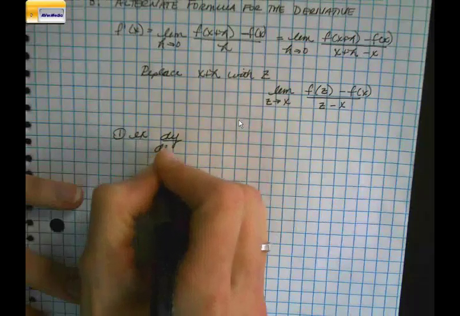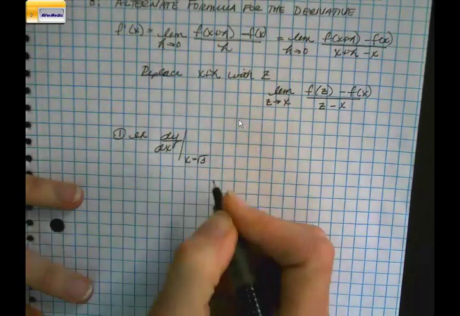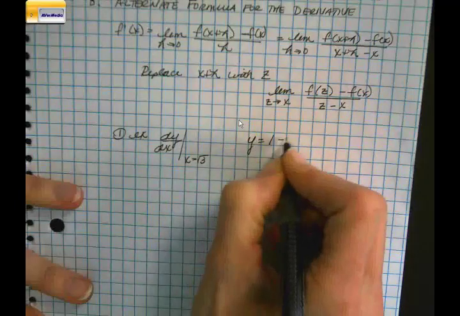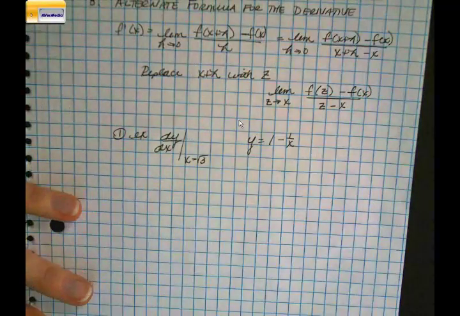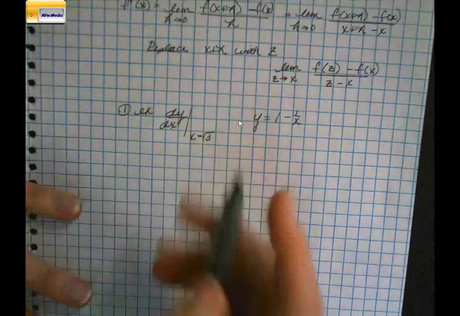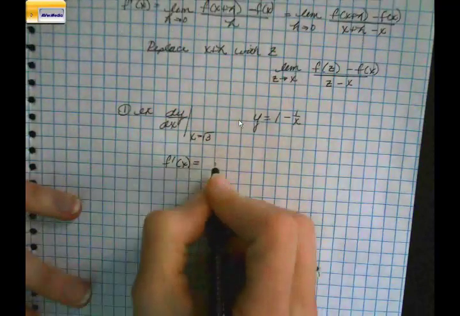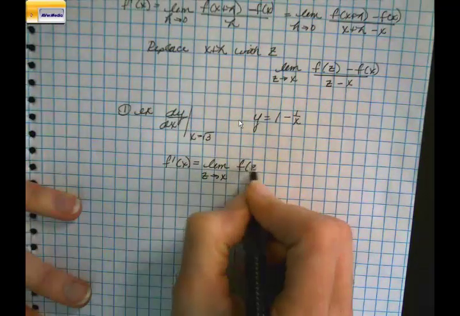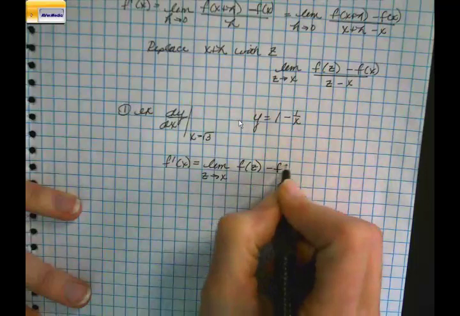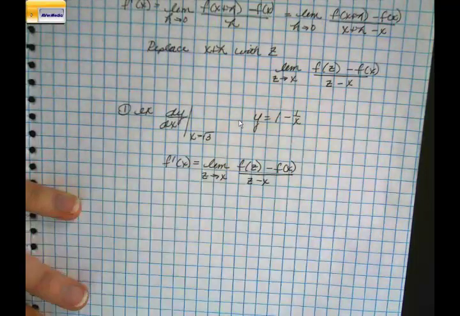Suppose they ask me to evaluate dy dx at x equals the square root of 3. This is really identical to the last example, but we're going to use this z version. We're going to put a z into this instead of the x plus h stuff. So this alternate version of the difference quotient is going to be the limit as z approaches x of f of z minus f of x over z minus x.